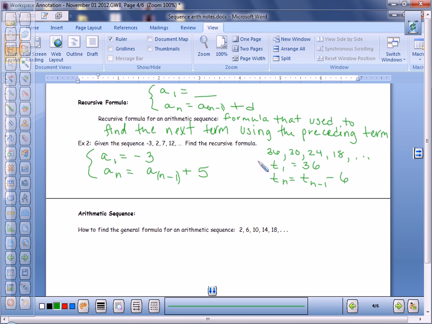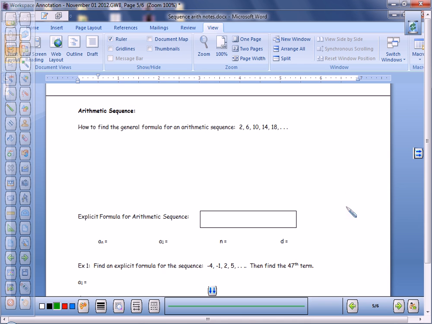Okay, the next one, which is the explicit formula. I know Doobie already said that's the one he knows. That's the one he remembers. But I want to show you how we get it. So just kind of deal with me for a second. Flip over to the back of your notes. This is on the back of the sheet.